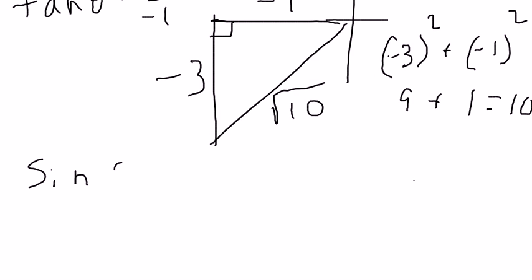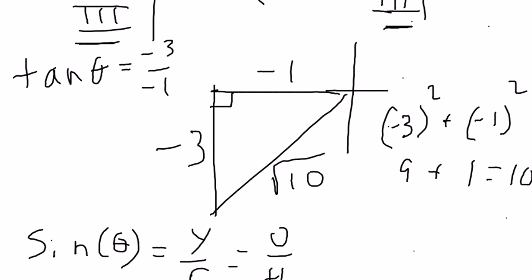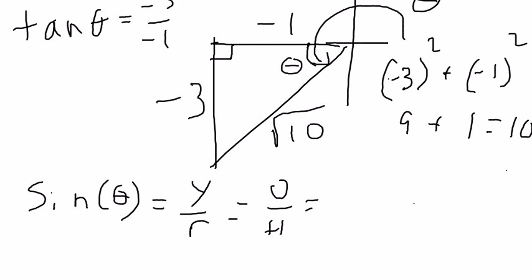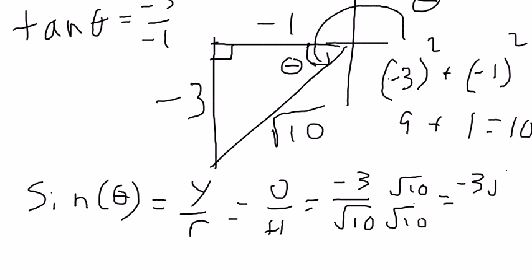Sine of an angle is y over r, opposite over hypotenuse. And now that we have our triangle, we're looking for this angle, but we know it's going to be the exact same functions as this angle inside this triangle once we have it drawn properly. So the y will be negative 3 over square root of 10, which we rationalize. Negative 3 square root of 10 over 10.